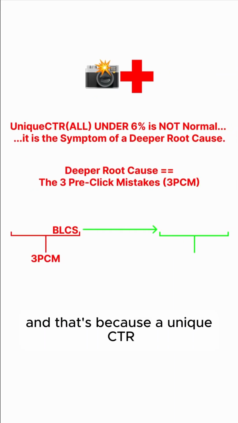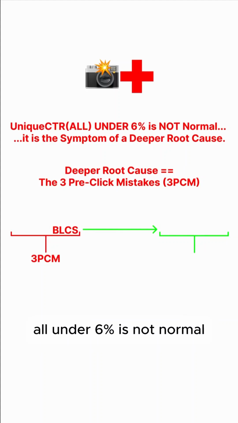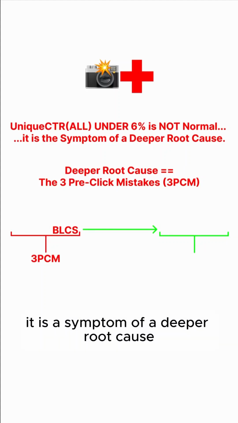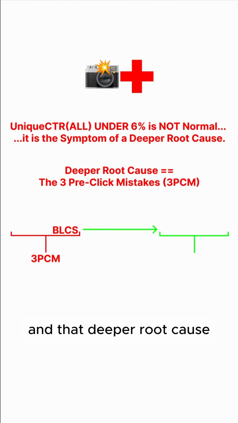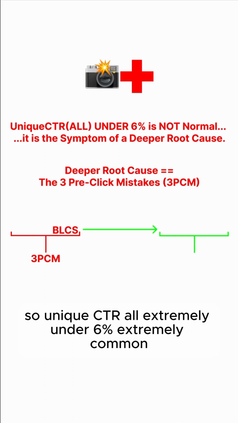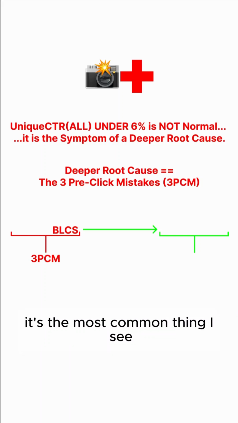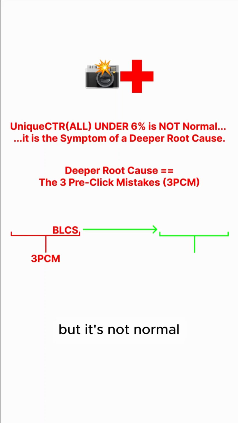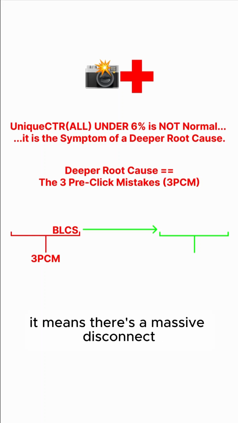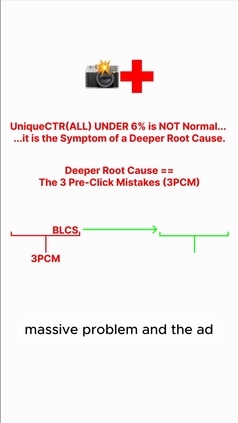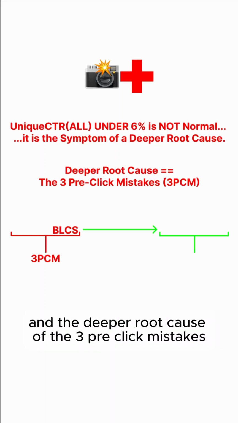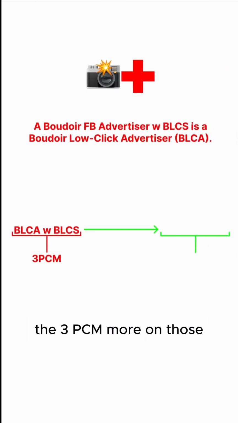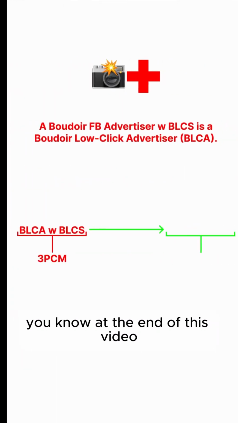And that's because a unique CTR all under 6% is not normal. It is a symptom of a deeper root cause. And that deeper root cause are the 3 pre-click mistakes. So unique CTR all extremely under 6% is extremely common. It's the most common thing I see with Boudoir Facebook advertisers. But it's not normal. It means there's a massive disconnect, massive problem in the ad. And the deeper root cause are the 3 pre-click mistakes, the 3 PCM. More on those at the end of this video.